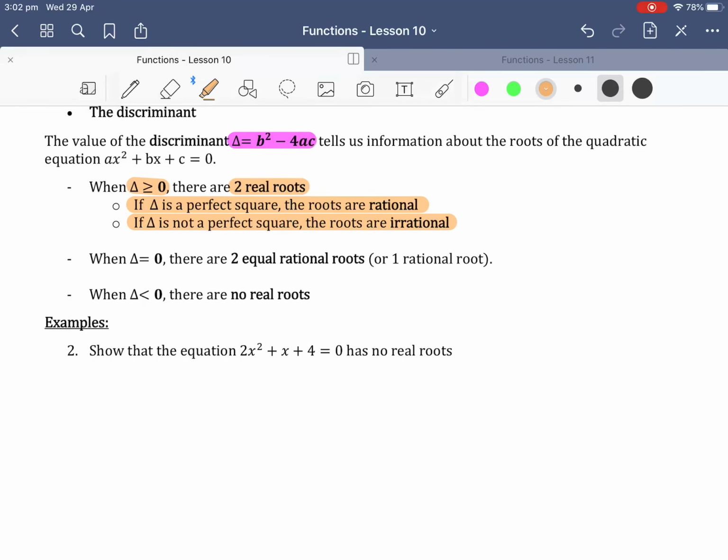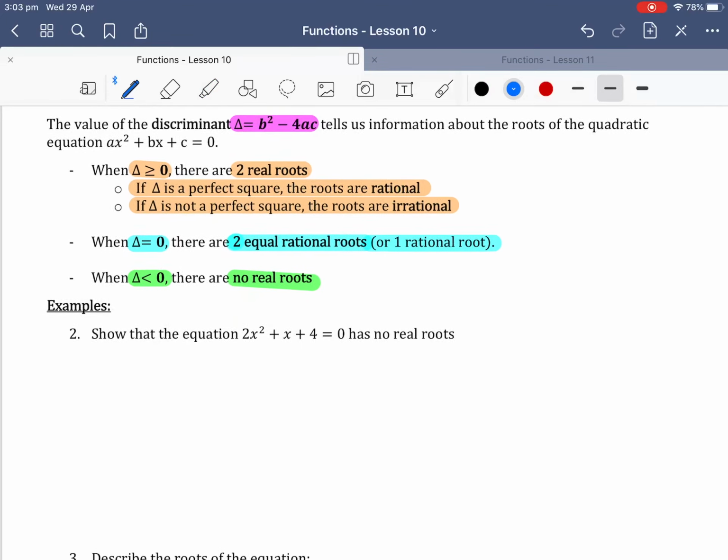When our discriminant equals 0, then we have two equal roots like we saw in that last example, or one rational root. So that means that we just have one answer, but it's equal for all. And when the discriminant is less than 0, it means we have no real roots. Okay, so the roots aren't real. So having a negative in the square root would be that case.